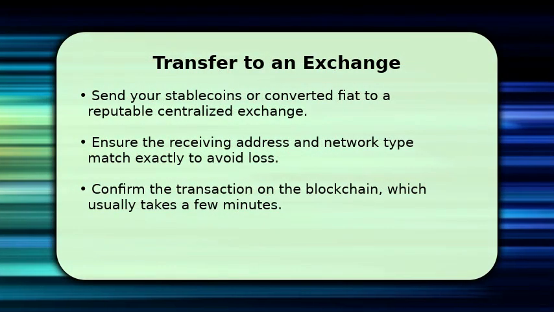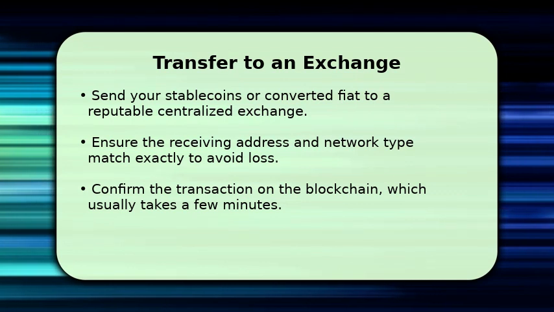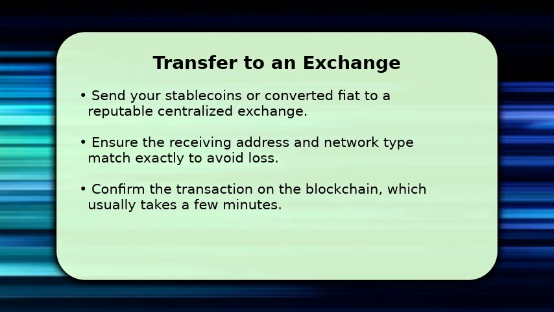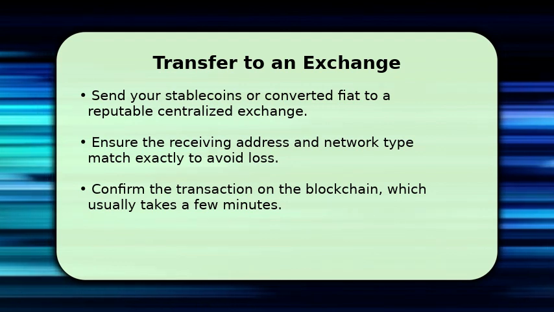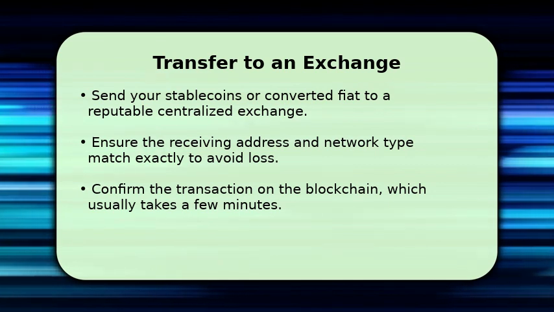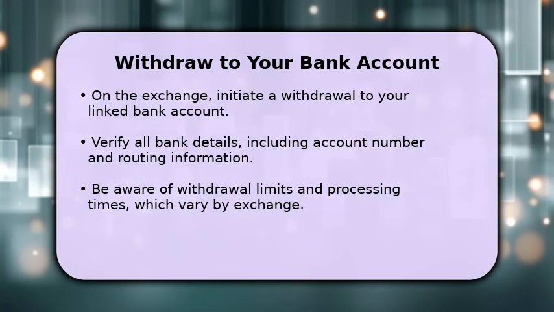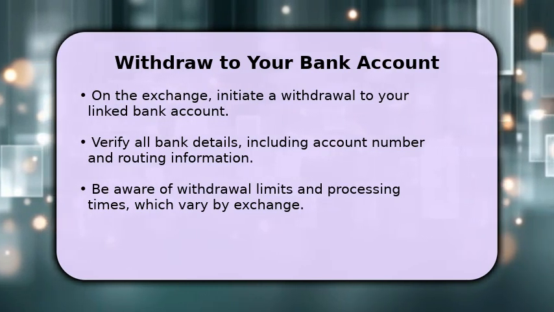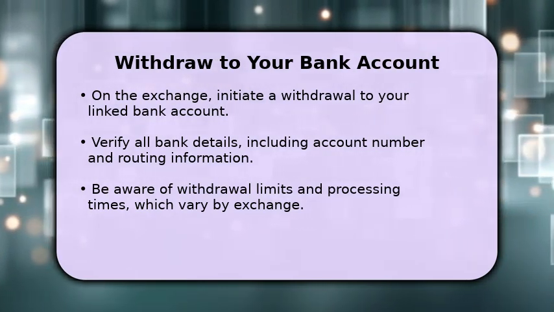Once your crypto is in a stablecoin or fiat form, the next step is to transfer it to a centralized exchange. Popular exchanges like Binance or Coinbase allow you to convert these assets into your local currency. Double-check the receiving address on the exchange and select the correct network, such as BEP20 or ERC20, to prevent any loss of funds. After initiating the transfer, it typically takes a few minutes for the transaction to confirm on the blockchain. With your funds now on a centralized exchange, you can proceed with the final withdrawal to your bank account.